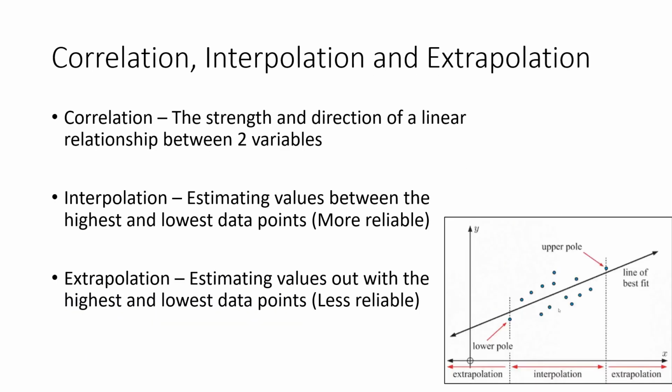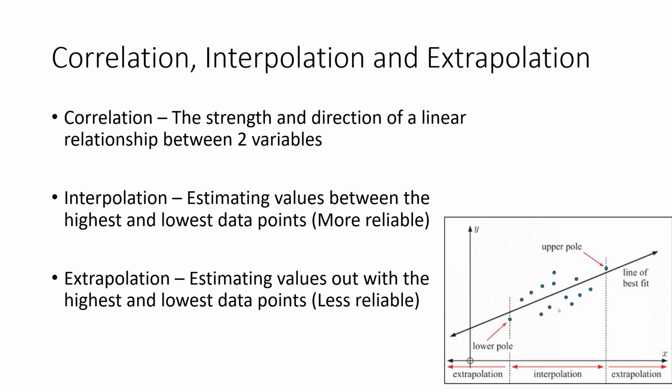Let's start off with some terminology. Correlation is the strength and direction of a linear relationship between two variables. For example, a positive correlation and a negative correlation. And strong and weak correlations depend on how spread out the plotted observed points are. We looked at this in a previous lesson.